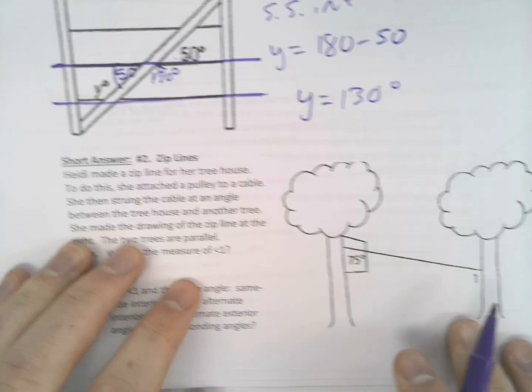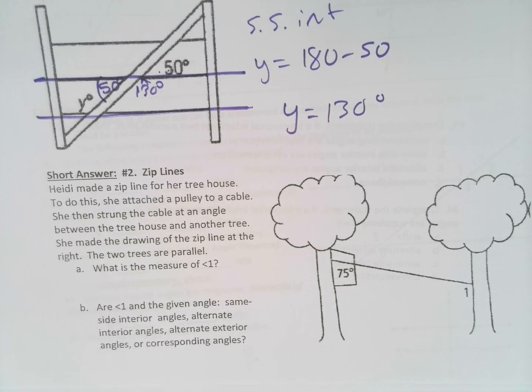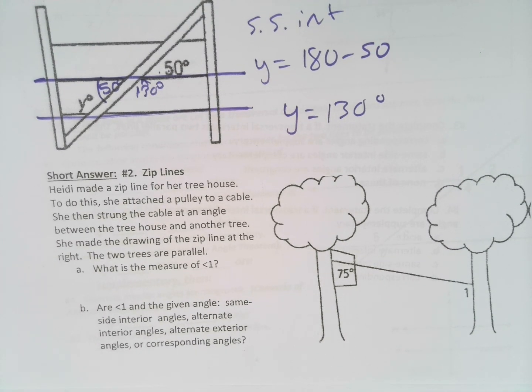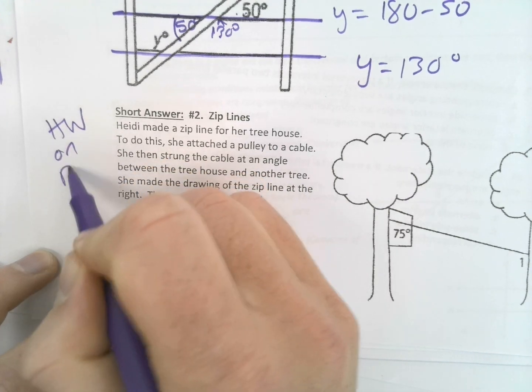Last one. I'm going to let you guys try number 2 all on your own here. And then we will be done for the day. Homework is on day 4, on page 4. So once we get done with number 2, just a reminder, homework is on page 4.